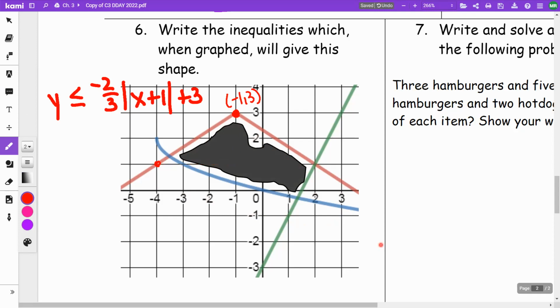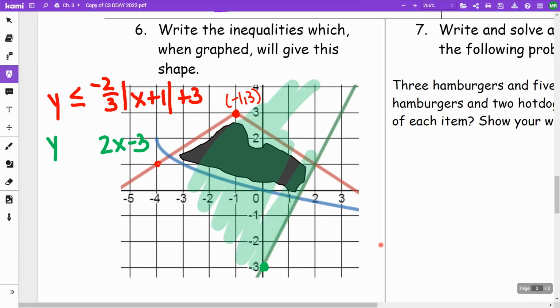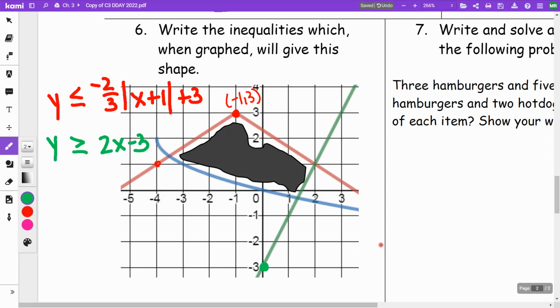On the next one, let's say I do the line. This line has a y-intercept at -3, and I'm going up 2 over 1. So a y-intercept of -3, up 2 over 1, so 2x minus 3. It's going to be solid. And again, I need to figure out where I'm shading. For this one, I am shading above that line. So that's going to be greater than or equal to.